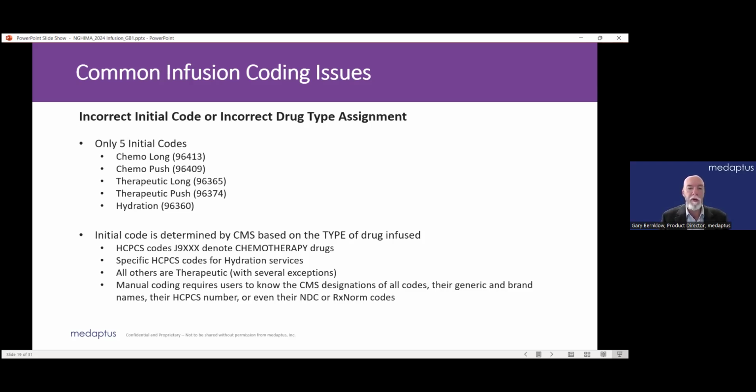So manual coding requires users to know the CMS designation of all the codes, regardless of their generic or brand names, their HCPCS numbers, or even their NDC or RxNorm codes. It requires them to know those automatically in their head. Same thing with your nurses. If your nurses don't have an easy way to look that up, and in most cases nurses know, but new drugs are being added every day, and NDC codes get updated every week. So making sure you're up to date with the crosswalk from CMS is really important.